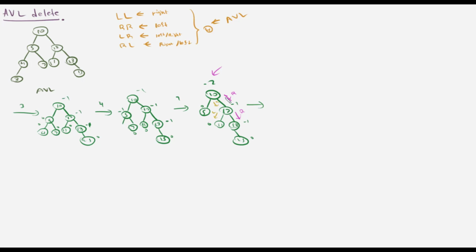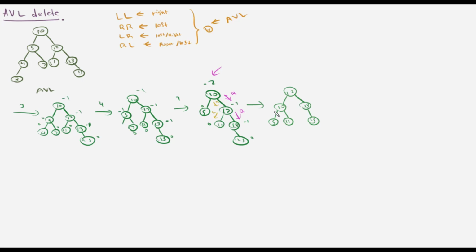So right case, so I must perform a left rotation over 10, so 10 will go downside and 5 and 11 will be attached to 10, and 12 will be the new root. 10, 5, 11 and 13 and 15.